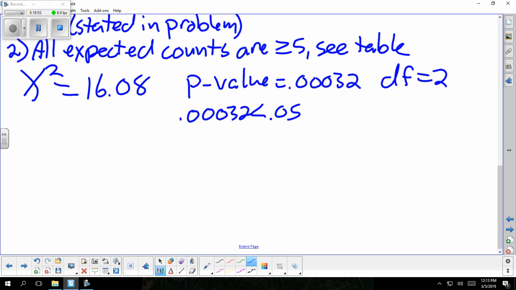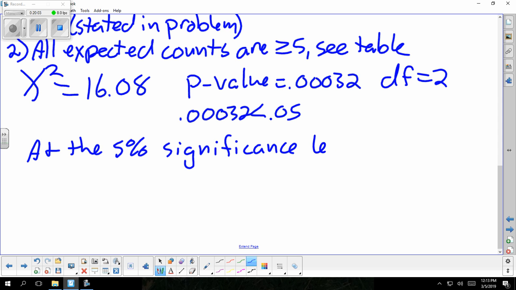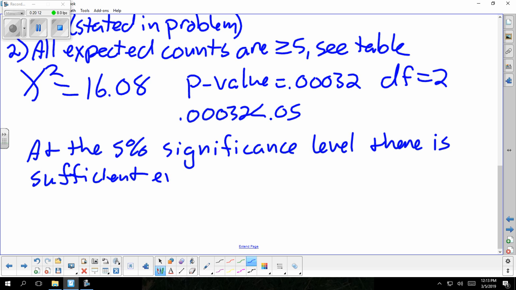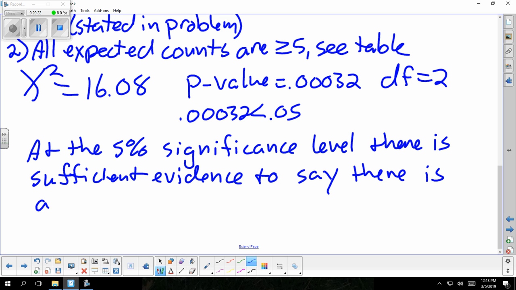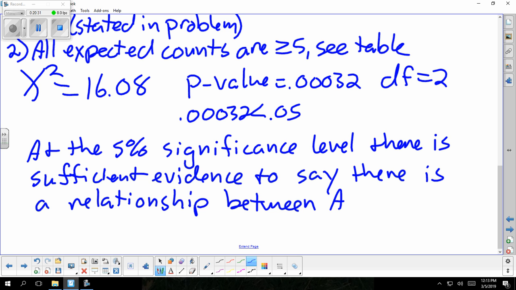So at the 5% significance level, there is sufficient evidence to say there is a relationship between anger levels and coronary heart disease.